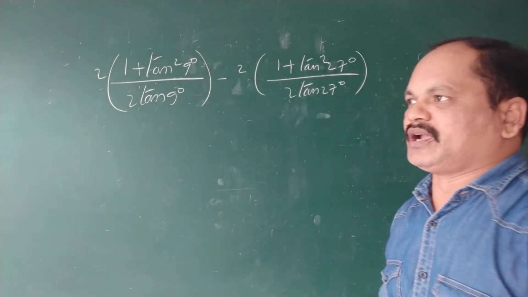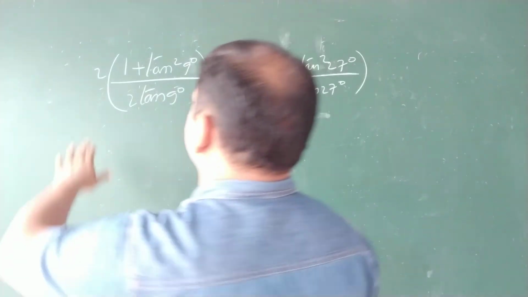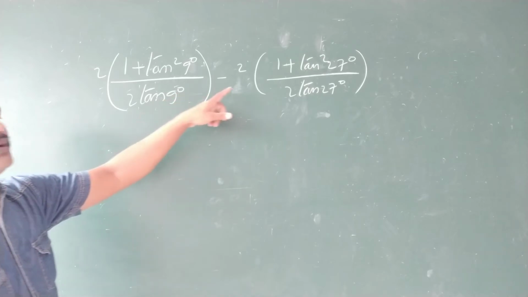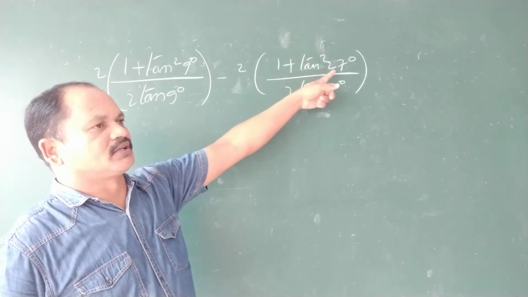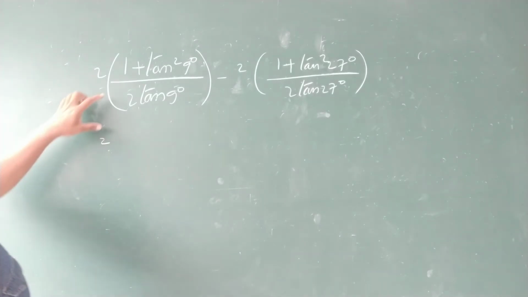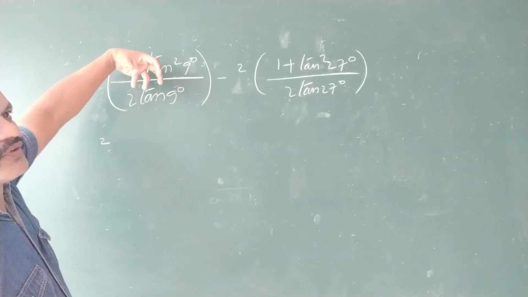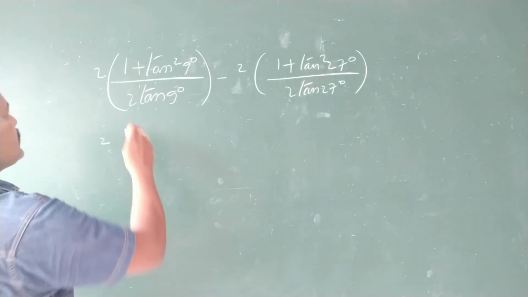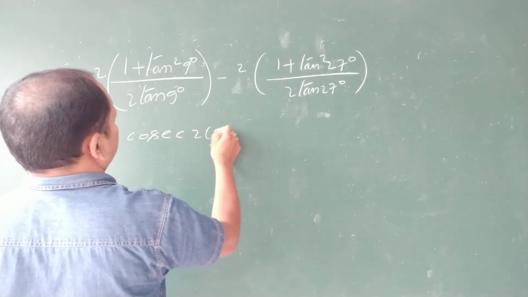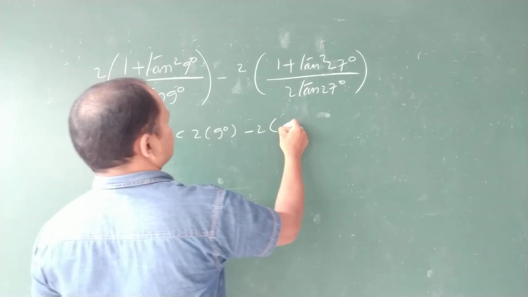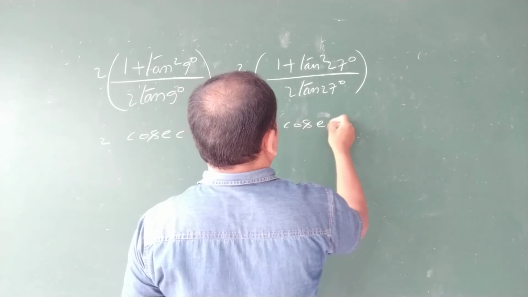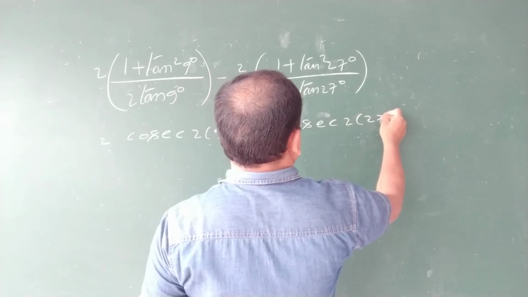By dividing and multiplying by 2, we get 2 times (1 plus tan square 9 by 2 tan 9), minus 2 times (1 plus tan square 27 by 2 tan 27). Now this is 2 times the reciprocal of sin 2 theta, that's why it is cosecant 2 theta. Cosecant 2 into 9 degrees, minus 2 times cosecant 2 into 27 degrees.